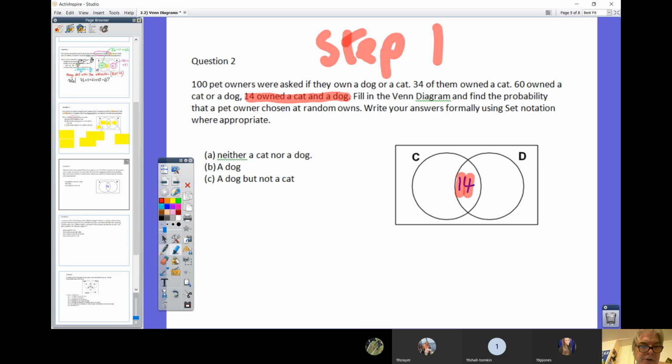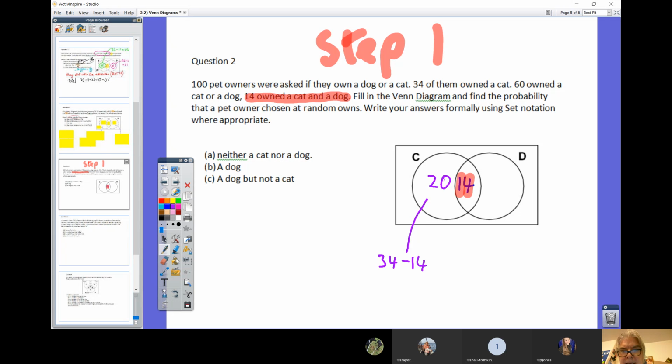Okay, now you just start working back from that. Now, let's just do it in the, 34 owned a cat. So how am I going to work out how many owned just a cat? Cecily, how am I going to work out how many owned just a cat? Lovely. You do 34 take away 14 to get the 20. Okay? You couldn't work out that 20 until you put the 14 into the middle.